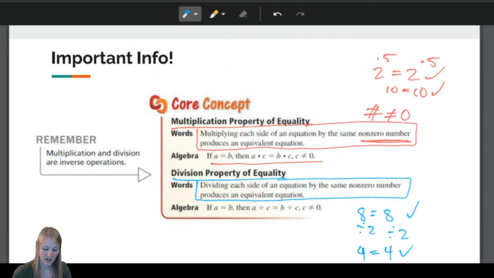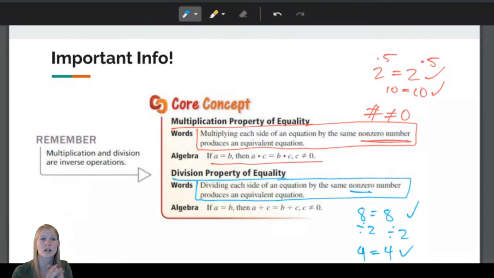Now, the reason that this cannot be 0 is if I try to divide by 0, the world will explode. You cannot divide by 0. You absolutely cannot do that. You never, never, ever divide by 0. Don't do it. Okay, so wonderful.